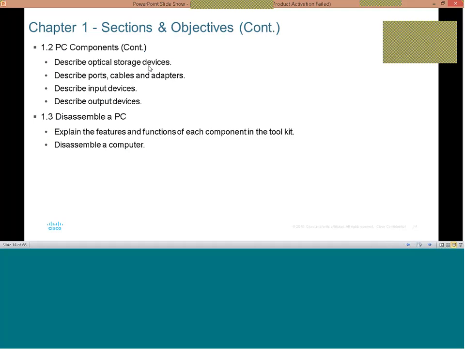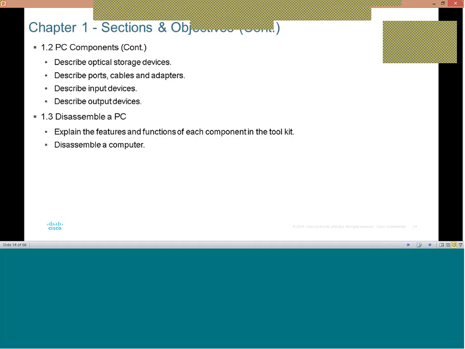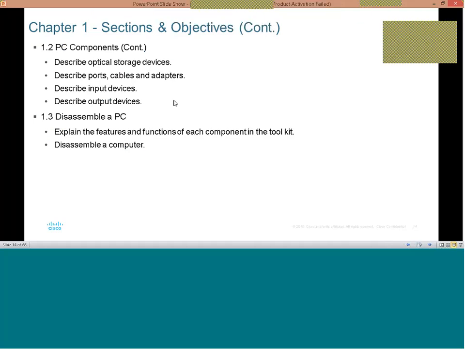Now, all of these are there within the computer systems. Like we're talking right now, I want to believe you have your computer with you. When you look around your computer, you see some ports. Some of the ports are USB ports, some are VGA ports, some of the ports there are HDMI ports. So we're going to identify those ports and other associated components, and then disassemble a PC and explain the features and functions of each component in the toolkit. Disassemble a computer as well.